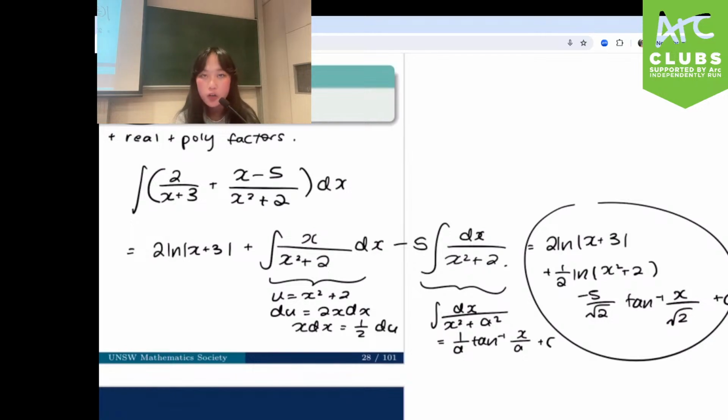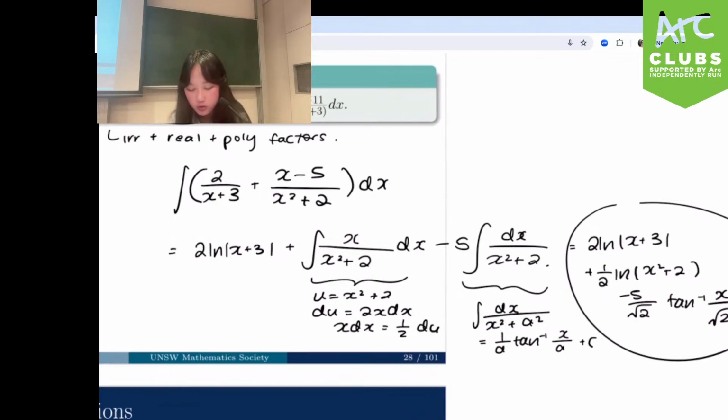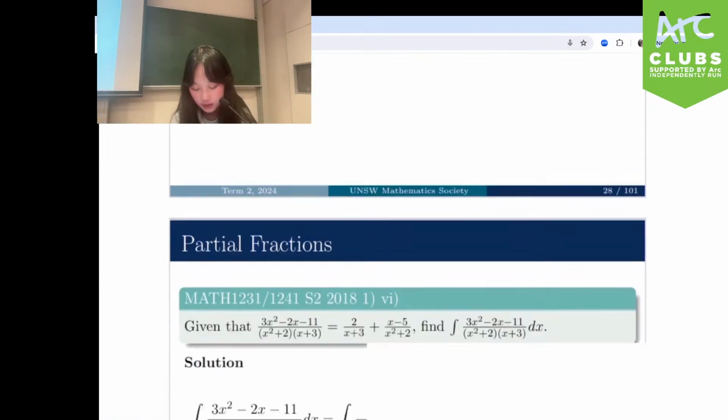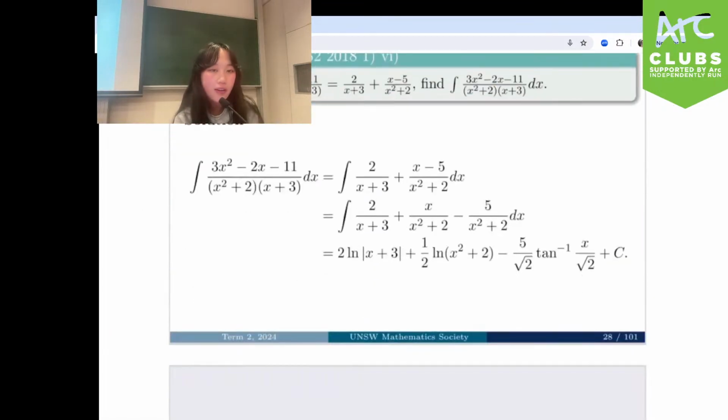Okay? So with partial fractions, the name of the game is to split this into simpler fractions. All right? Lovely. And that should be consistent with our final answer. And it is. So wonderful, we've gotten to the end of it, and that's the end of integration.